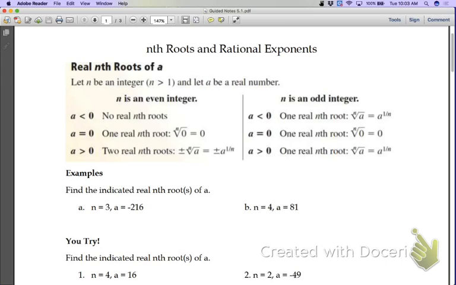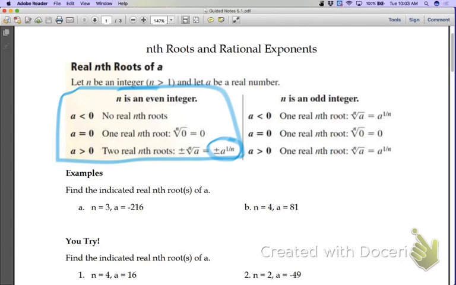And whenever it was positive underneath the radical, you had two answers, or two real nth roots. None of this really changes for the part here on the left. One thing you may notice is that if you have a fraction in the exponent position, that's the same thing as a root, and we'll get to that in a second.